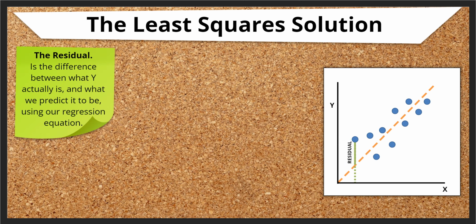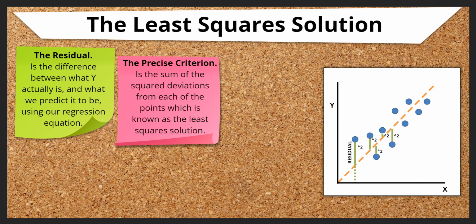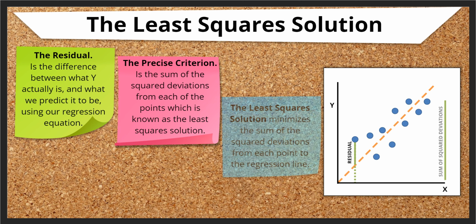The residual. It is the difference between what y actually is, and what we predict it to be, using our regression equation. The precise criterion is the sum of the squared deviations from each of the points, which is known as the least square solution. The least square solution minimizes the sum of the squared deviations from each point of the regression line.